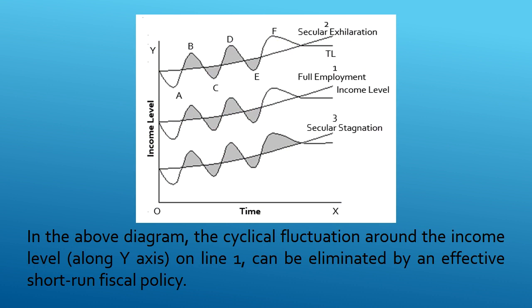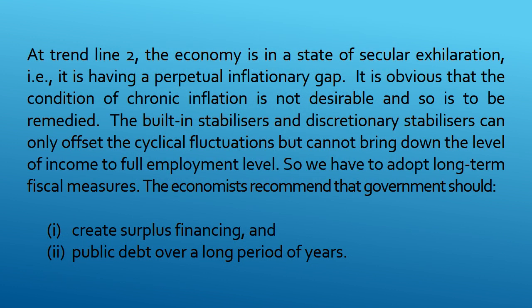In the above diagram, the cyclical fluctuation around the income level, along y-axis, on line 1, can be eliminated by an effective short-run fiscal policy. At trend line 2, the economy is in a state of secular exhilaration, that is, it is having a perpetual inflationary gap. It is obvious that the condition of chronic inflation is not desirable and so is to be remedied. The built-in stabilizers and discretionary stabilizers can only offset the cyclical fluctuations but cannot bring down the level of income to full employment level. So we have to adopt long-term fiscal measures.